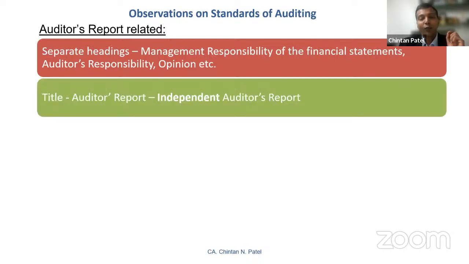Then in one of the companies, we observed that the report said auditors' report only. There was no mention of independent auditors' report. See, the word independent is a very, very important word. It signifies to the stakeholders that the auditor who has provided the report is independent, even though it is expected. However, mentioning that word is critical. So independent auditors' report has to be mentioned appropriately.